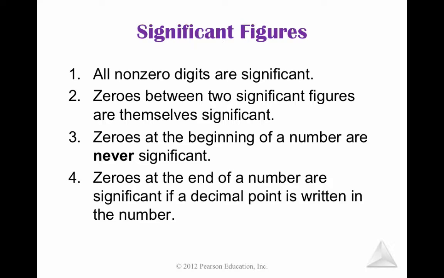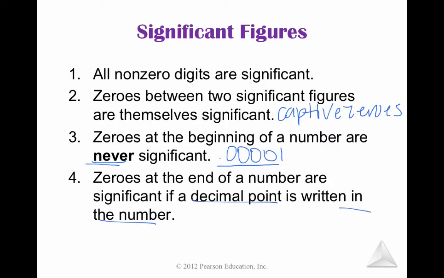But the rules for significant figures: all non-zero digits, 1 through 9, are significant. Zeros between two significant figures are also significant. So these are called captive zeros. Okay, captive zeros are always significant. Zeros at the beginning are never significant. So 0.00001, okay, all of these zeros are not significant. They're just placeholders. And then zeros at the end of the number are significant if there is a decimal point.